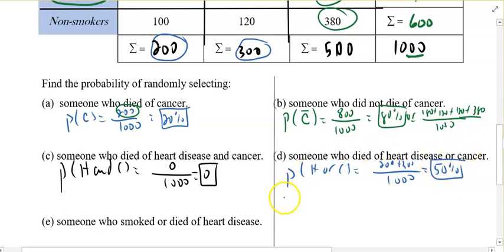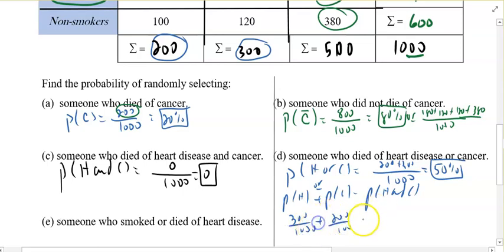Of course, I could say that's the probability of H plus probability of C minus the probability of H and C. This is 300 out of 1,000. This is 200 out of 1,000. And this is 0 out of 1,000. You could do that too, if you wish.